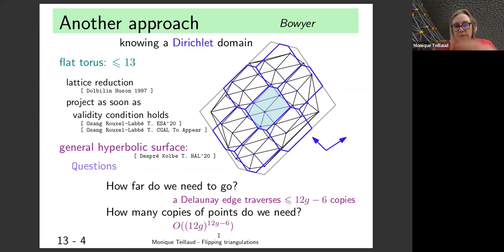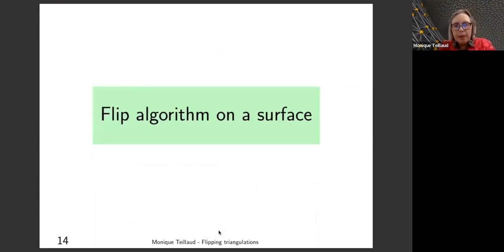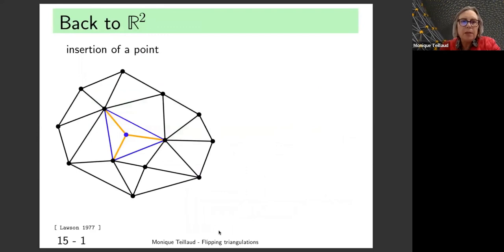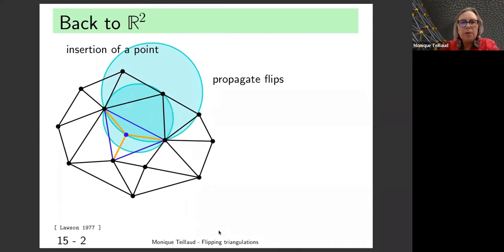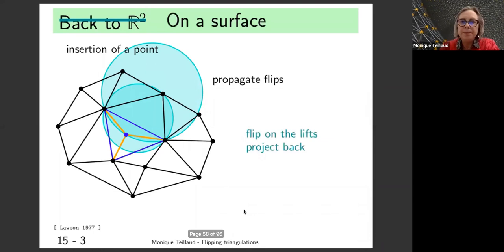But then, if you look at the total number of copies of points, the only bound for the moment that we get is in 12g to the 12g, more or less. So it's quite high. We still have hope to be able to do something like that, but it's not an easy task. So we decided to look at what we can do with the flip algorithm. Again, if we look at the Euclidean plane, to recall, we split the triangle into three, and then we propagate flips if necessary.